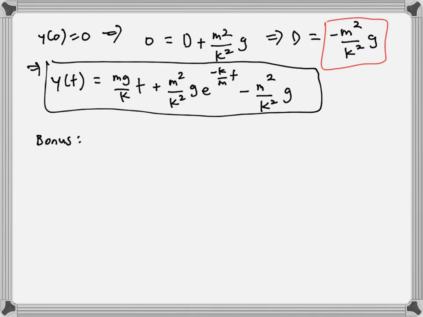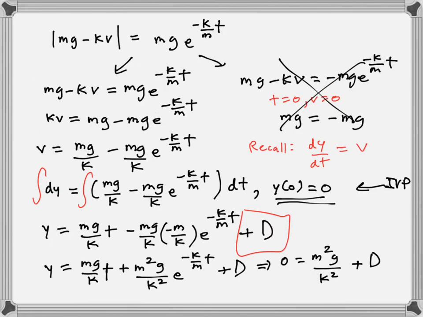The bonus question asks us what the terminal velocity was, right? Terminal velocity is always defined as the limit as t goes to infinity of the velocity. Okay? So what is the velocity? Well, let's come back here, right? The velocity was this, right? Isn't that the velocity? So we're going to take the limit as t goes to infinity of that.